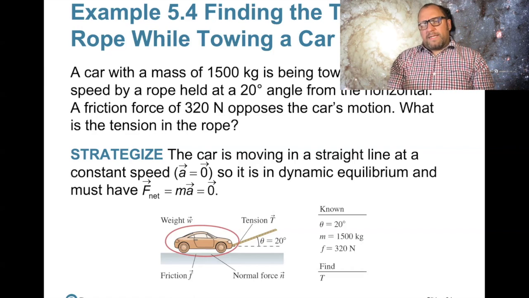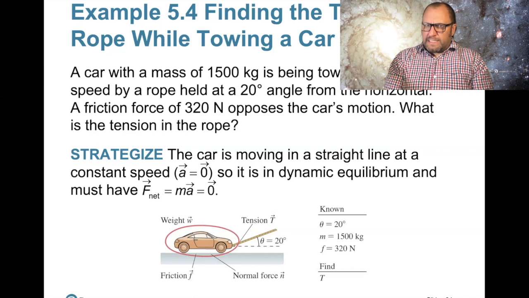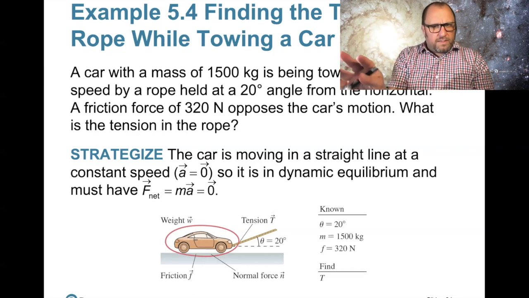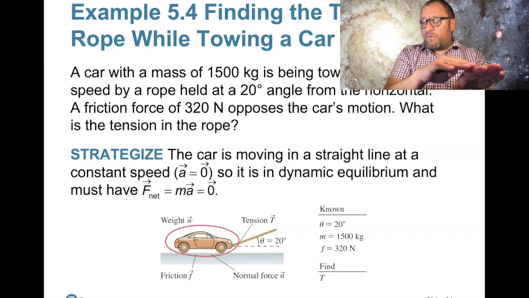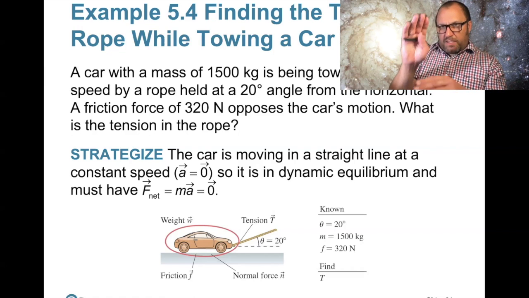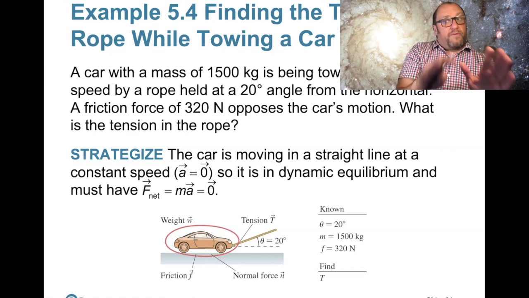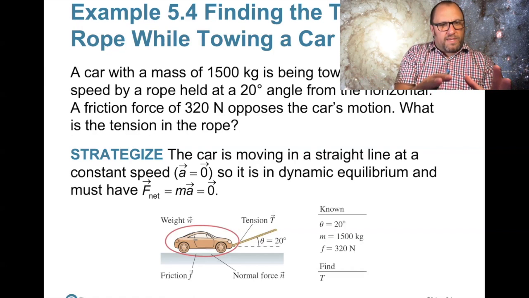Okay, so we need to find this force that is counterbalanced by friction. Friction is opposing the tension in the car. So right away, we can say that if the car is in dynamic equilibrium, the force of friction going one way has to equal the force from the tension in the cable going the other way. This must be so if it's in dynamic equilibrium. It's not accelerating, so they must be equal.